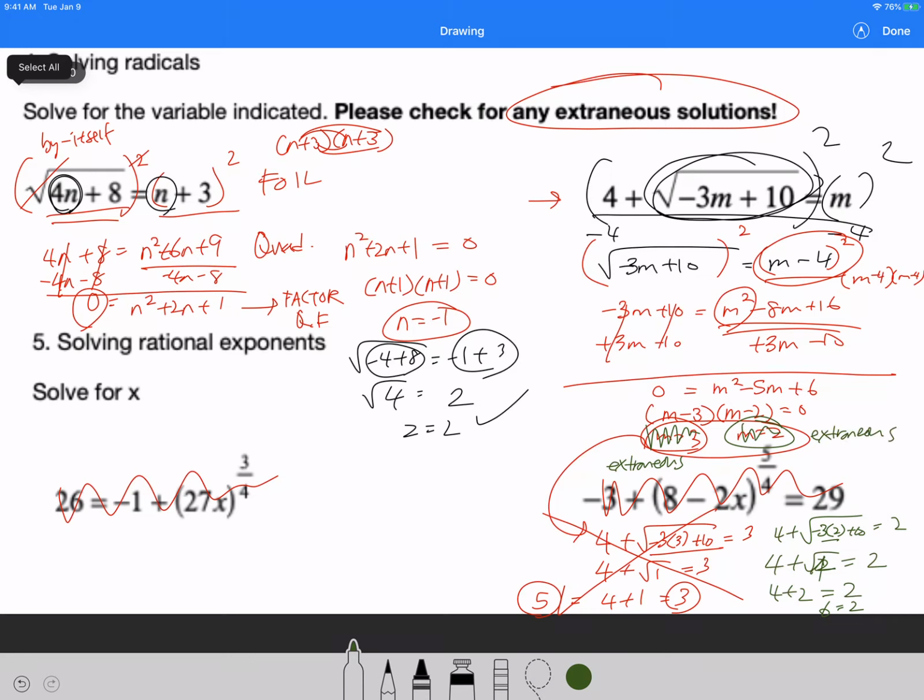So then what does that mean? It means that we won't have any solutions whatsoever. So no solution.